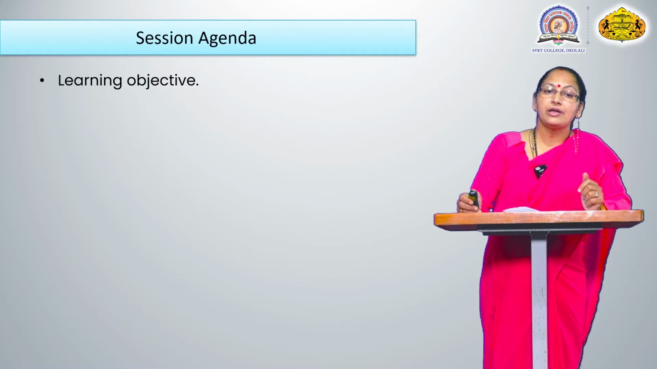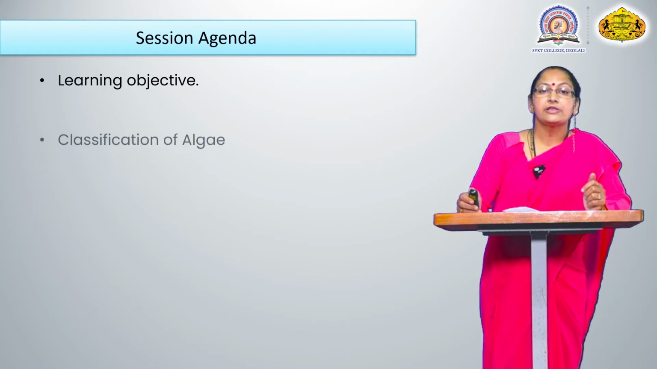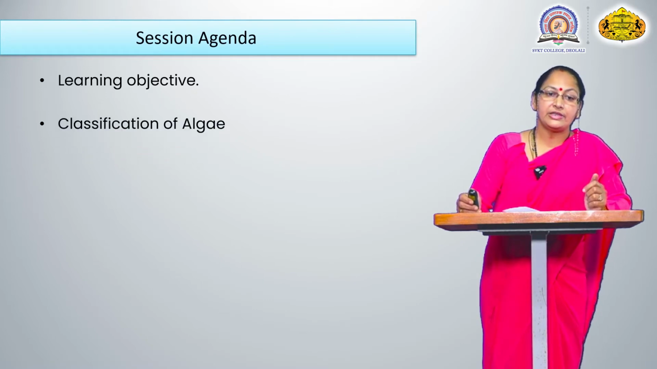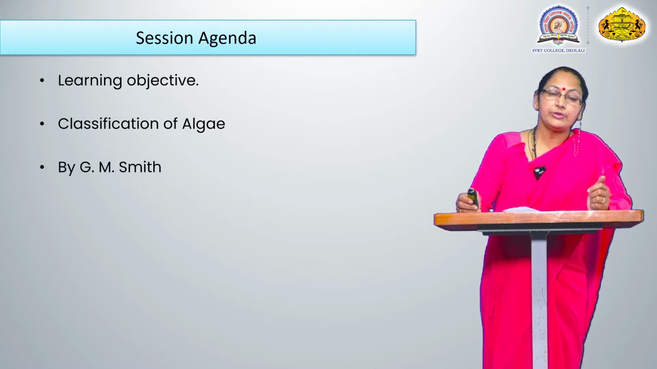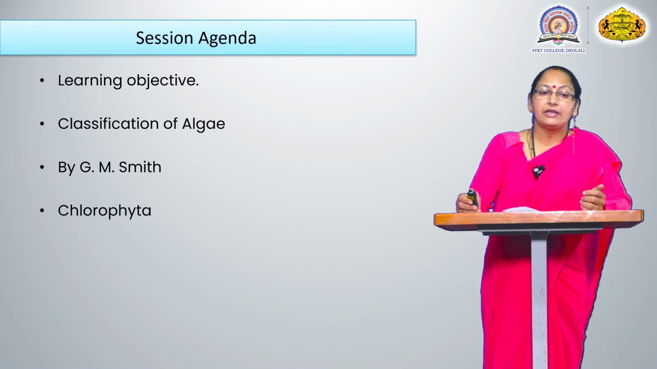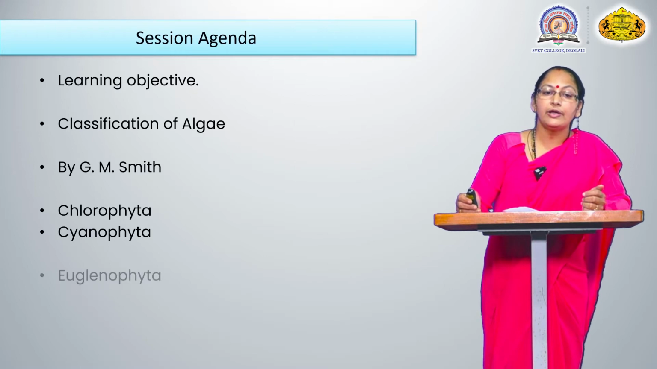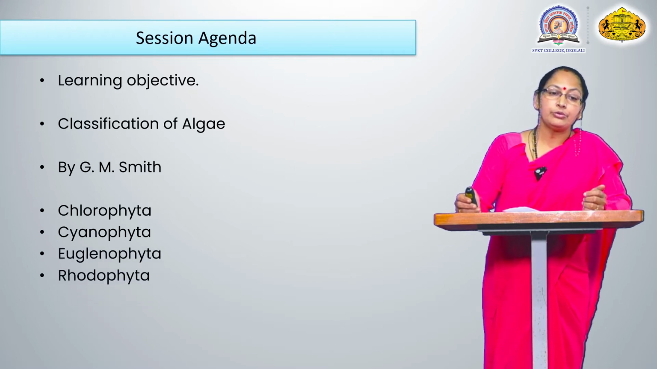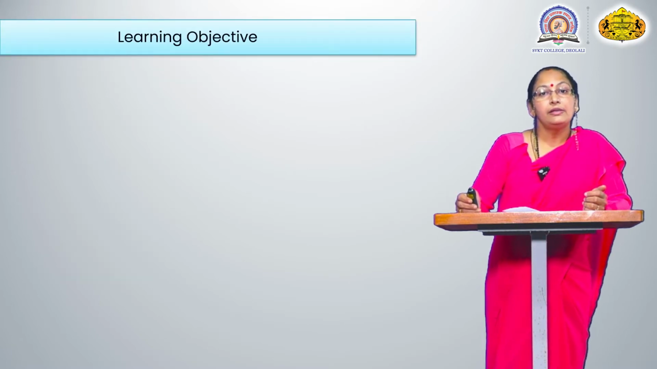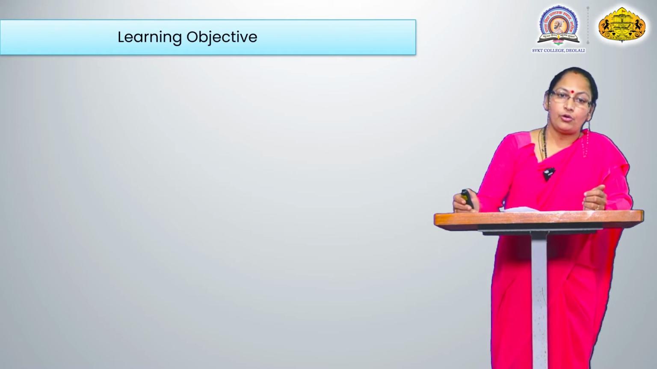In the session agenda we see first the learning objectives of today's lecture, then the classification of algae by G.M. Smith in 1955, then the classes one by one: first Chlorophyta, then Cyanophyta, then Euglenophyta, and the last one is Rhodophyta in today's lecture.